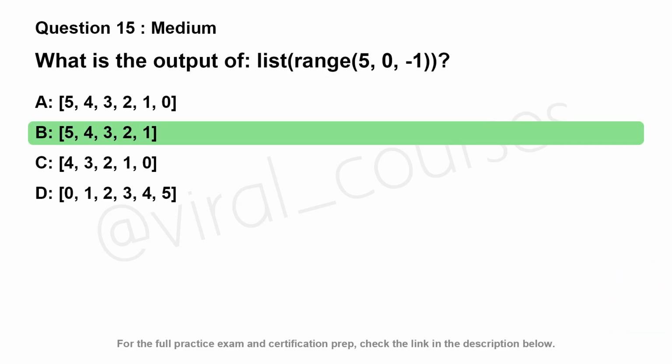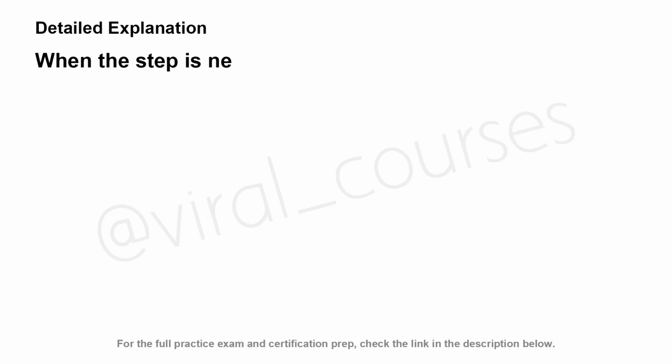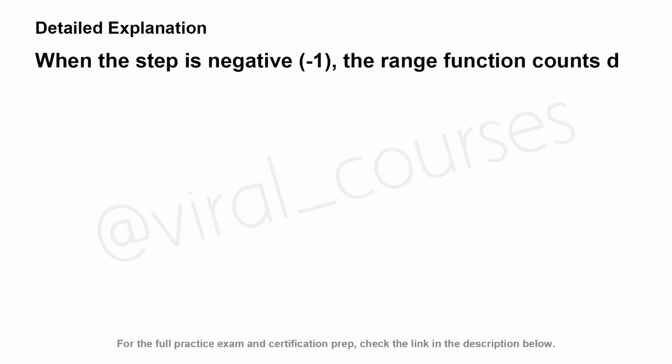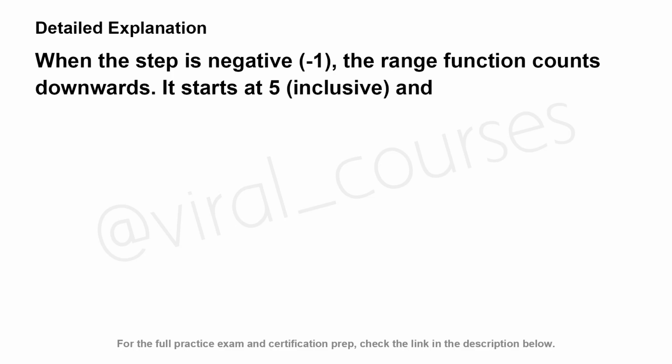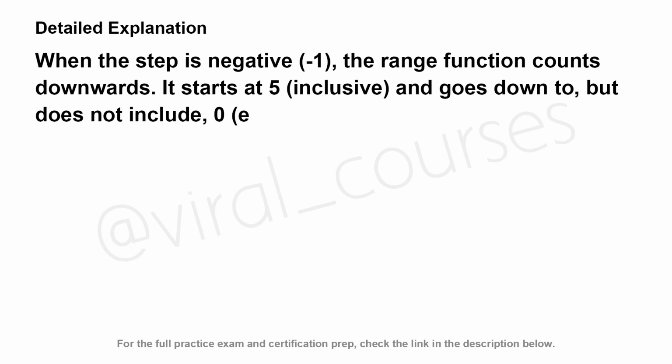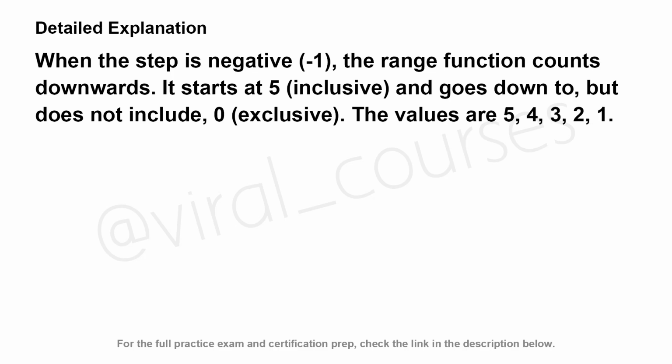The correct answer is B. When the step is negative, -1, the range function counts downwards. It starts at 5, inclusive, and goes down to, but does not include, 0, exclusive. The values are 5, 4, 3, 2, 1.